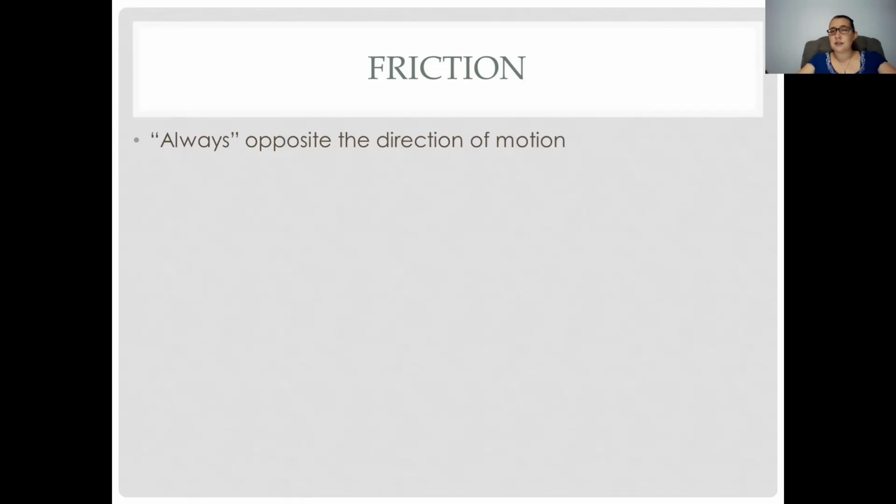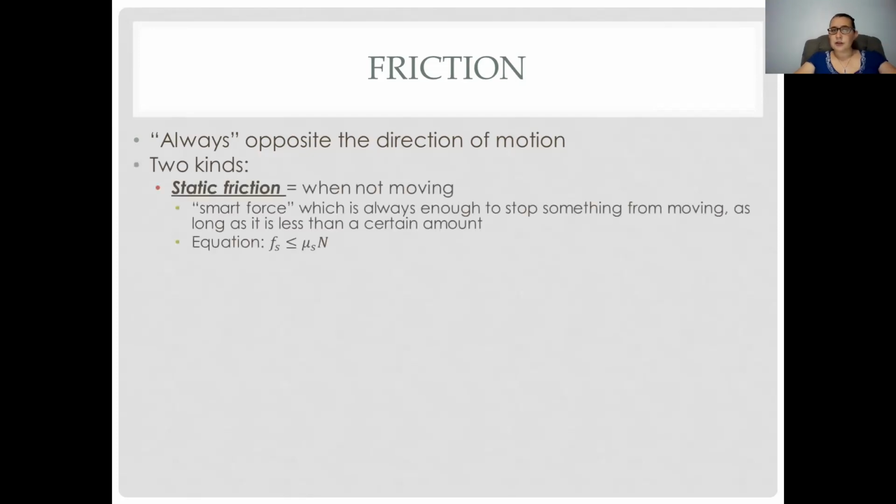And remember, air resistance is a form of friction as well. So there are two kinds of friction. The first kind of friction is called static friction. This would be before the object starts moving. Sometimes this force is referred to as a smart force, because it's always just enough to stop something from moving as long as that is within a certain threshold. Once it reaches that certain amount, that magical number, then the object will start sliding.